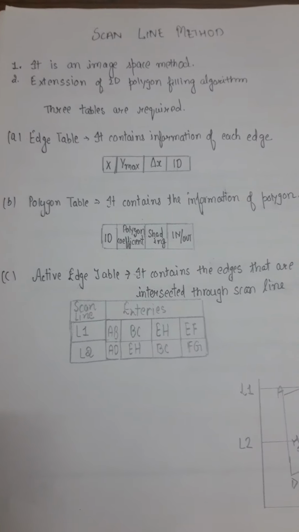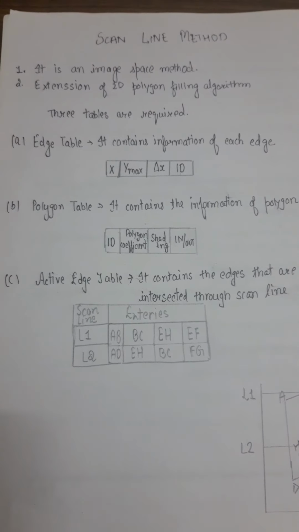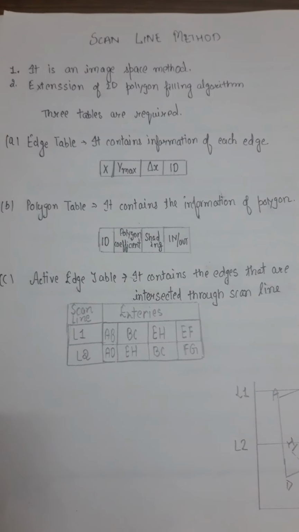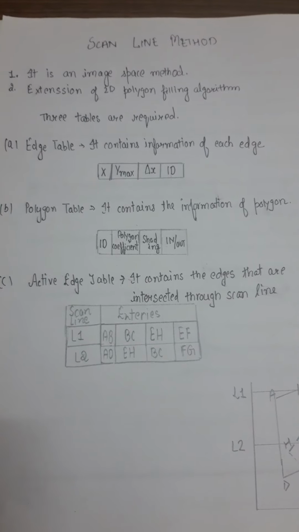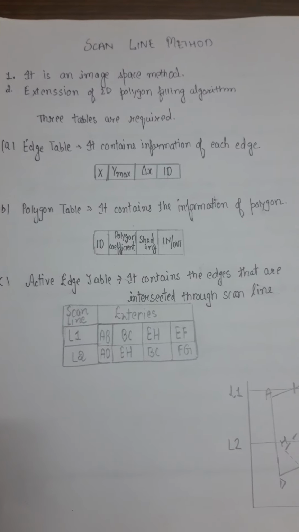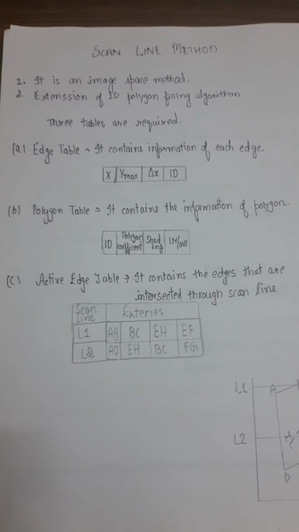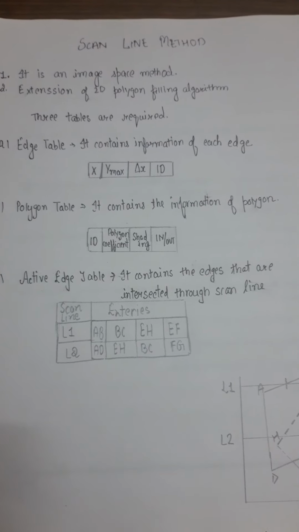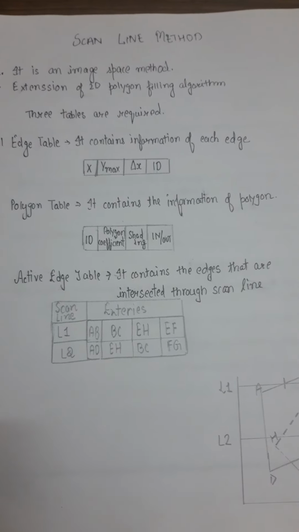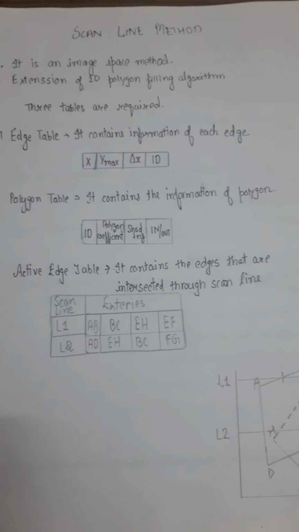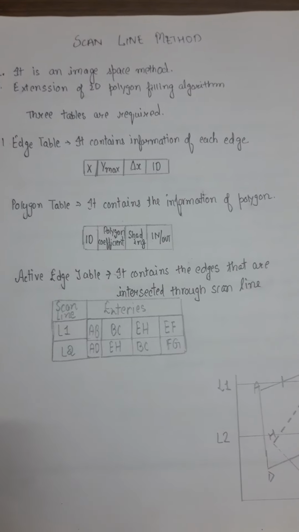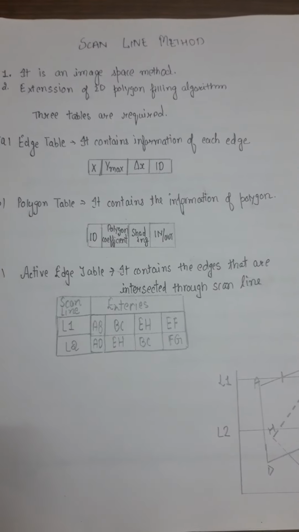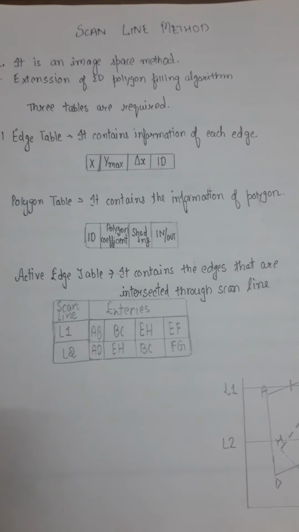First is the edge table, which contains the information of each edge. Now let's see what is in the edge table. The first value is x, which defines the x value for the y minimum value in the polygon, right? Next is y max. We have selected the x value for the y min value, and the y max for that y min value will be written here. Next is delta x, that is 1 by m, 1 upon slope, and next is id, that is the id of the polygon of which this edge is a part, right? So this edge is part of that polygon whose id is given here, right?